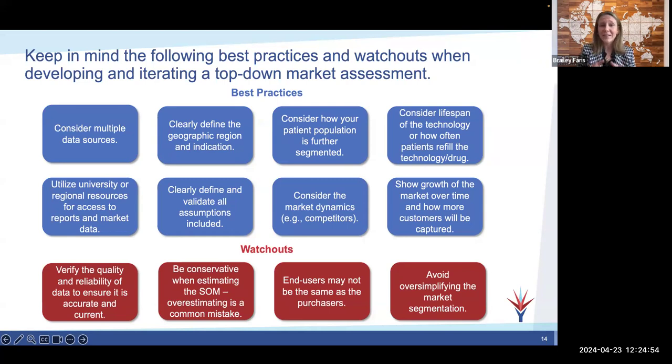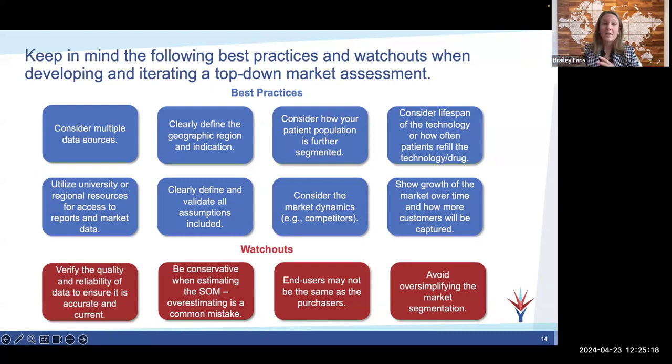As I mentioned earlier, again, be conservative when estimating the SOM. We often see companies overestimating. It's a common mistake, but it is very important to not overinflate the potential size of your opportunity and to really consider what is possible given the capabilities of your company and how that company capability will continue to grow over time.